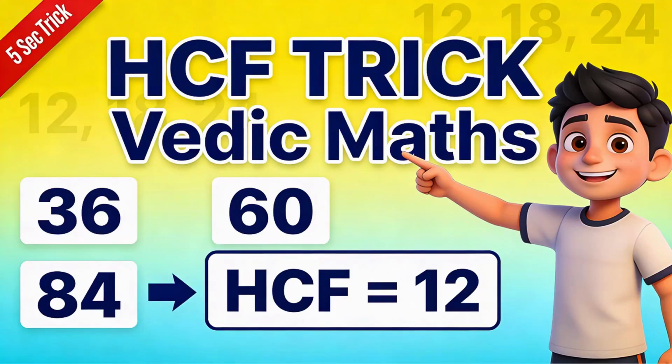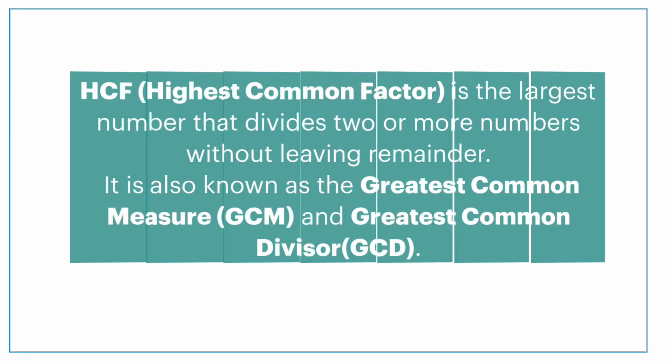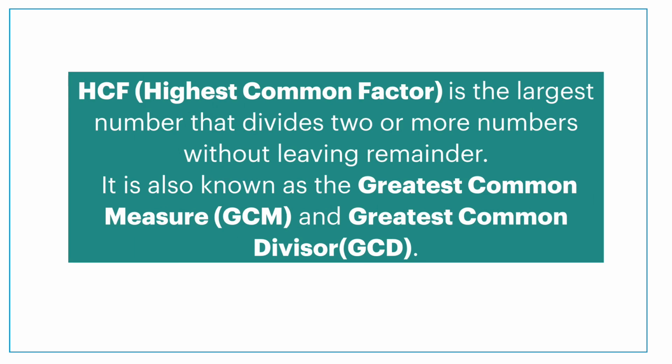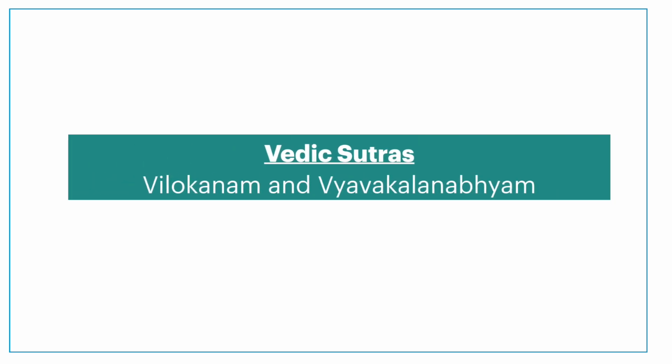Hello everyone. Today we are going to learn a trick for finding the highest common factor using Vedic maths. The HCF is the largest number that divides two or more numbers without leaving a remainder. It is also known as the greatest common measure or greatest common divisor. To find the HCF of numbers, we can use Vedic sutras such as Vilkonam and Vyavakalanam.